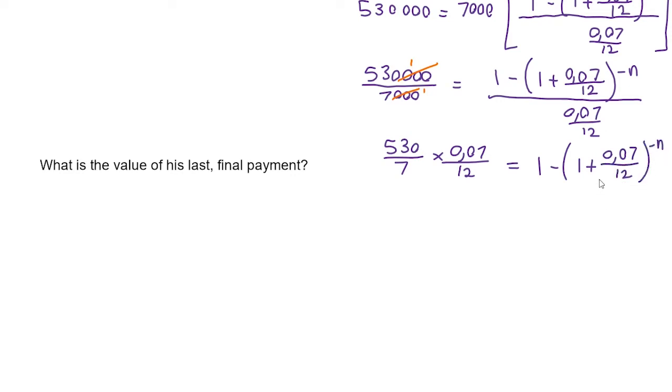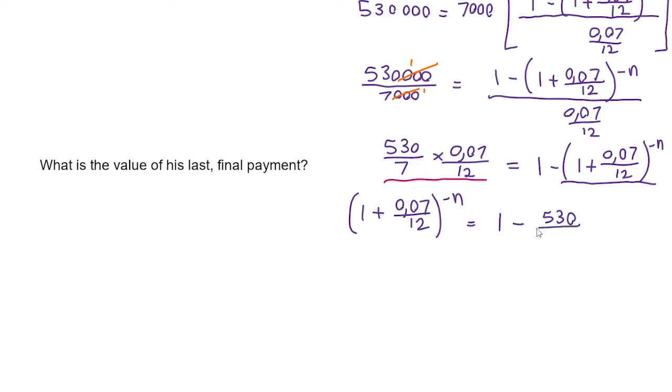Now we're going to add this term to both sides. So we're going to get 1 plus 0,07 over 12 to the negative n equal to, and I'm going to now subtract this term from both sides. So it'll be 1 minus 530 over 7 times 0,07 over 12.